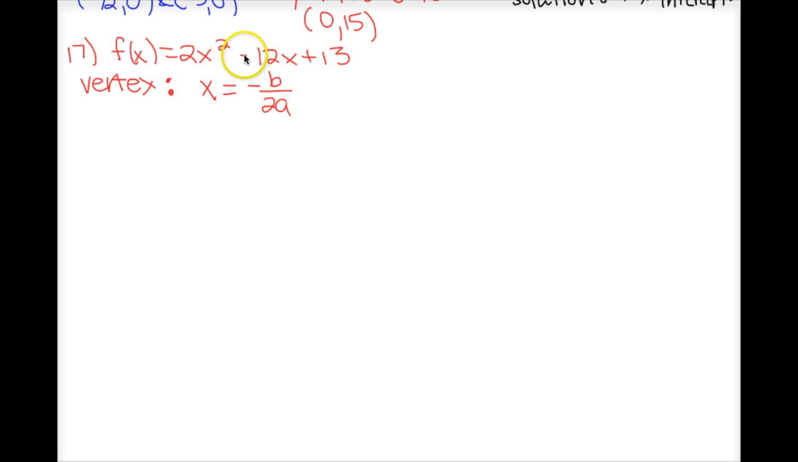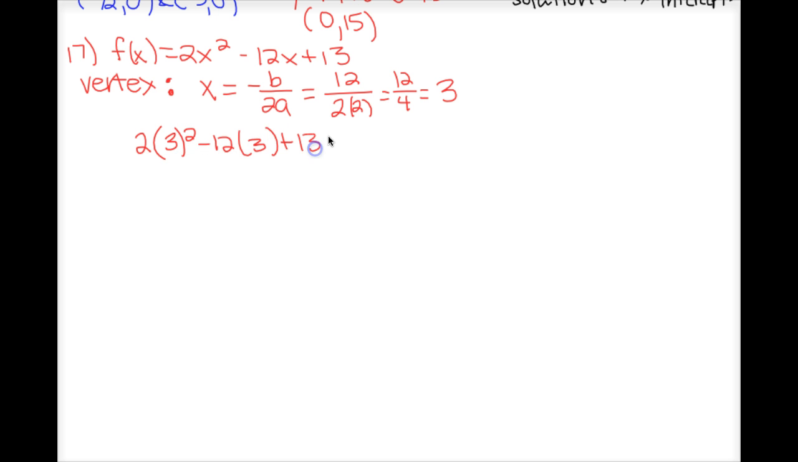So opposite of b, my b is -12, so opposite of b would be +12 over 2 times a, which is 2. So that's 12 over 4, which is 3. So the x-coordinate of my vertex is 3. Remember that to find the y-coordinate, you have to plug in the x-coordinate. So I'm doing 2 times 3 squared minus 12 times 3 plus 13.